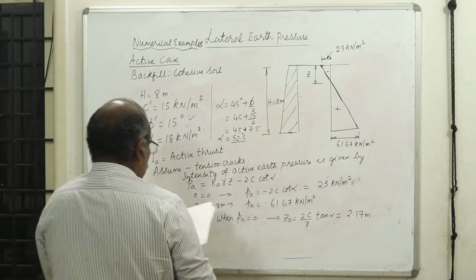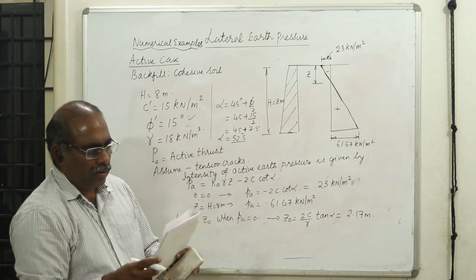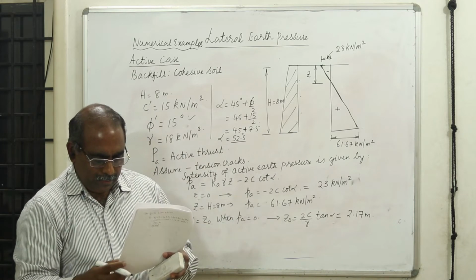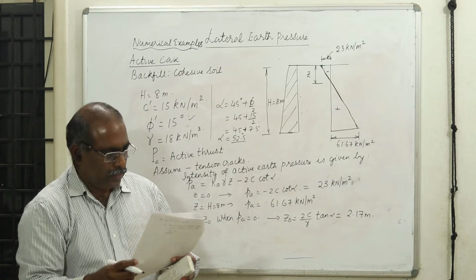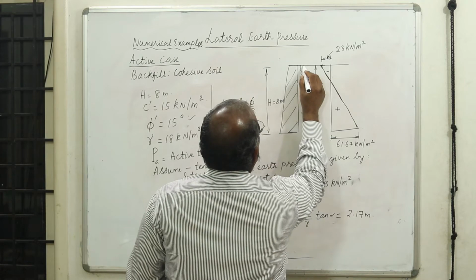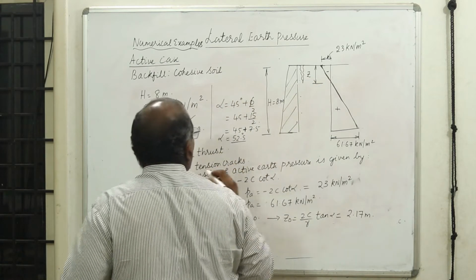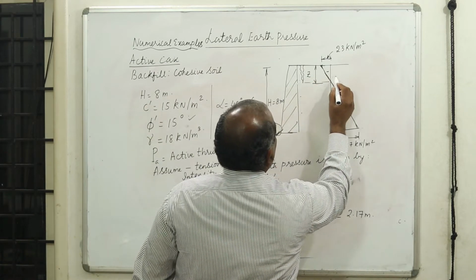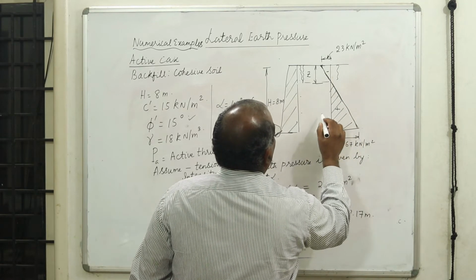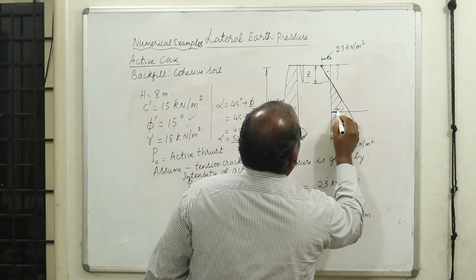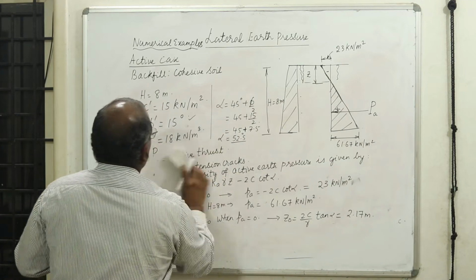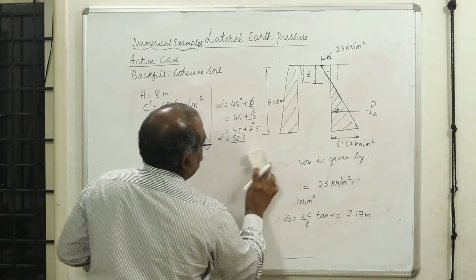Now, he has told that when tension cracks develop, what is going to happen? I have told you, you have to take only the positive pressure distribution diagram. When the tension cracks develop, this is the meaning. Already I told you, when the tension cracks develop, you are going to neglect this portion and consider only the positive pressure distribution and find out the lateral thrust. This is the total thrust, not the intensity of active pressure.